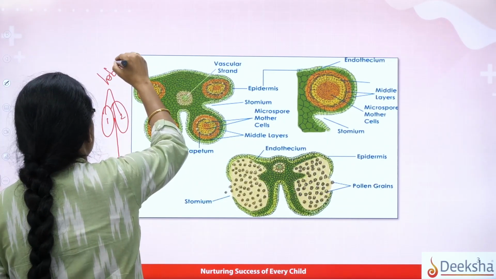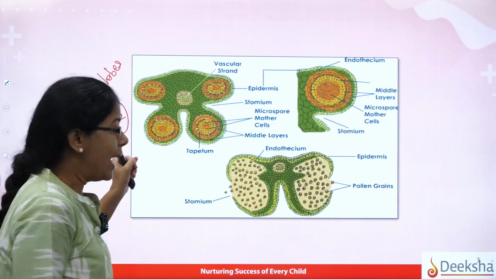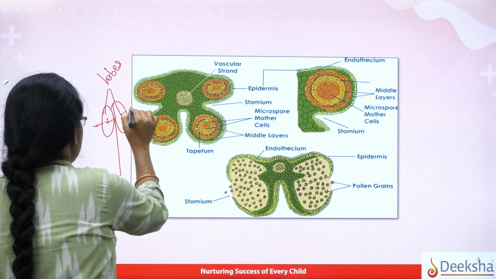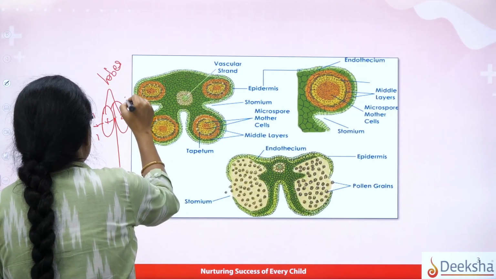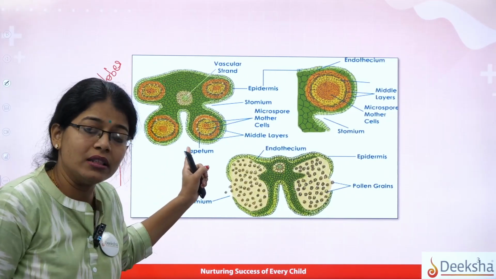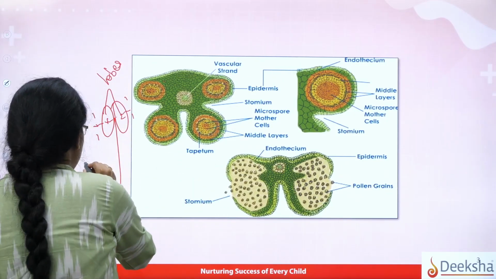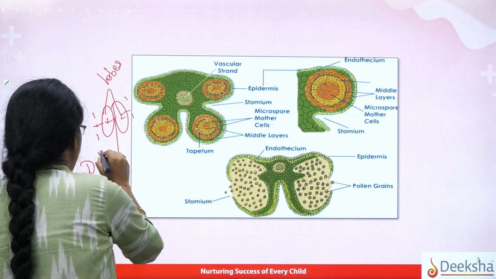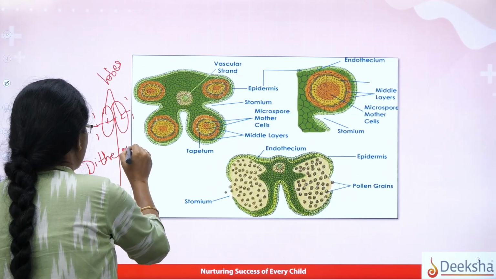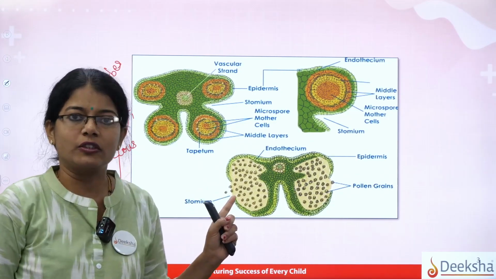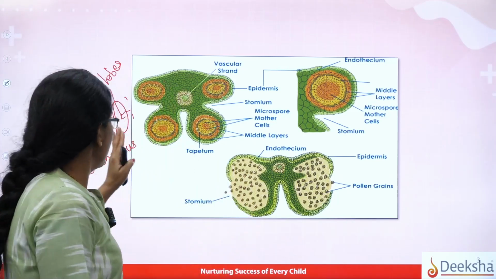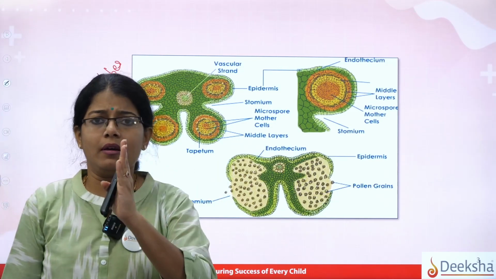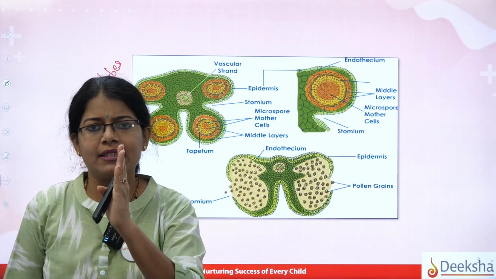And if you see, each lobe has got two thecas. Each lobe has got how many thecas? Two thecas. So that means these are the four thecas in the two lobes. That means in each lobe you have two thecas. So it's called as what? Dithecous. What is it called as? Dithecous. So now this is a representation as if the stamen is standing erect.